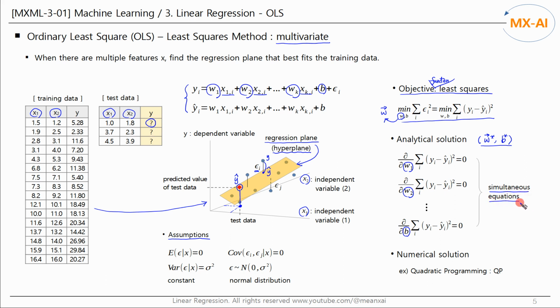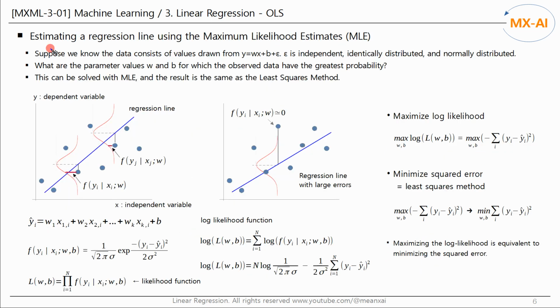Again, if you have a lot of features and a lot of data points, you won't be able to use this method. In that case, the optimal w vector and b can be obtained through numerical methods. This time, we will look at how to estimate a regression line using maximum likelihood estimates, MLE. Let's assume that we know that the data consists of values drawn from this linear model. Here, the epsilons are assumed to be independent, identically distributed, and normally distributed.